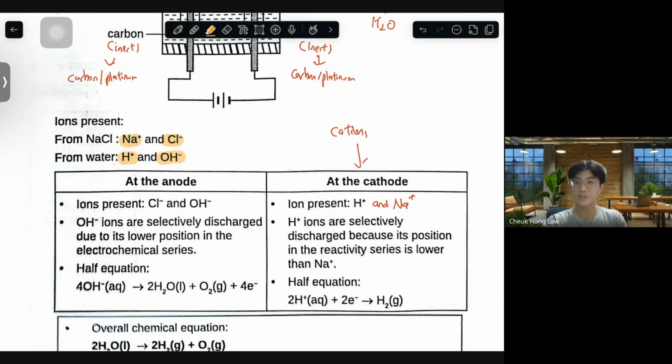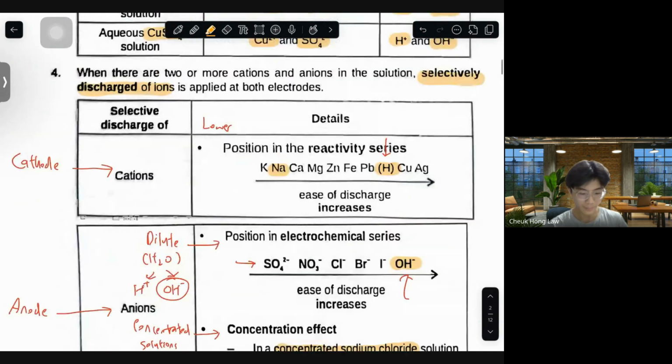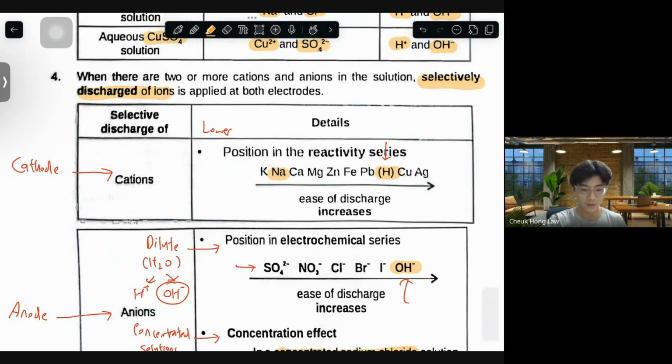So how do I pick which one is selectively discharged? Remember the notes here. For selective discharge of cations, we pick the lower position in the reactivity series. Again, we have sodium and hydrogen, right? Hydrogen is lower in the reactivity series, so your hydrogen ions will be selectively discharged.